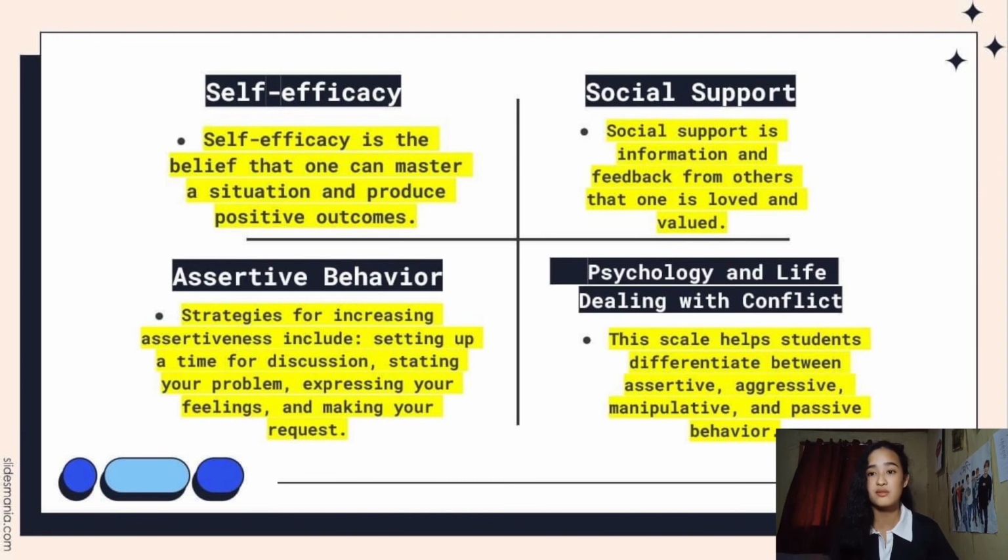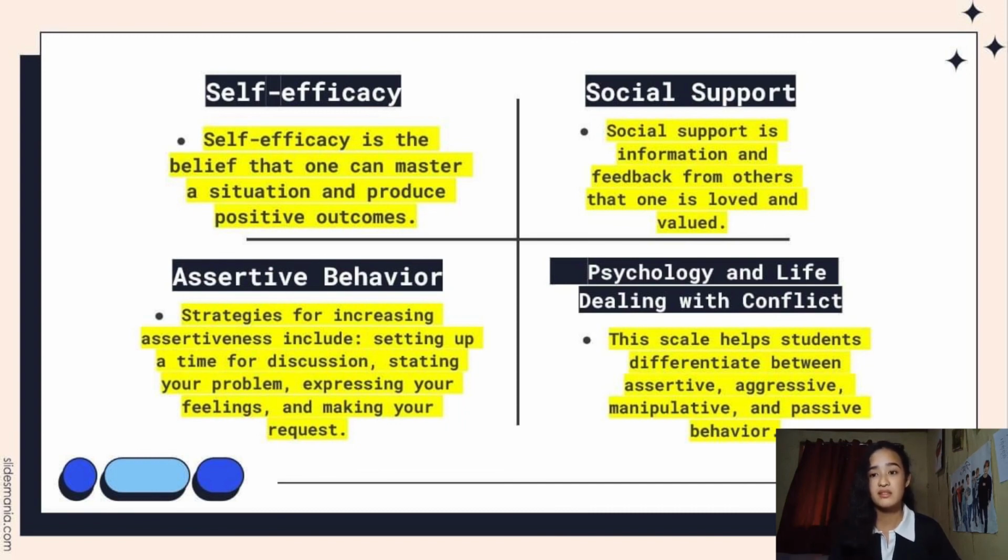Let's now proceed to social support. Social support is information and feedback from others that one is loved and valued. A lack of social support has been associated with higher rates of depression, suicide, cancer, mental illness, and death following the death of a spouse.